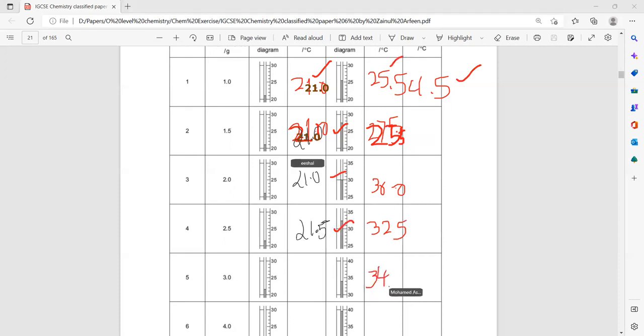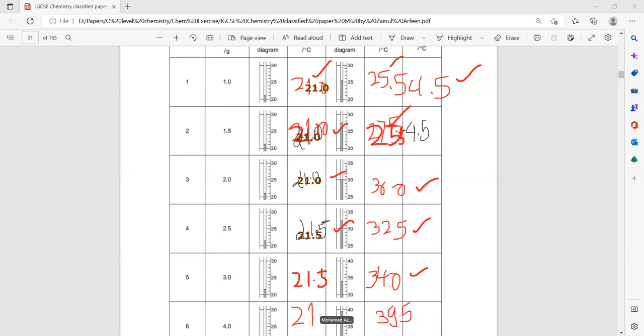21.0, 21.5, 34.0, 32.5, 30.5, I think it's 27.5. Yeah. 4.5 was there. This is not 25, this is 27.5. So 21 and 27.5, so this will be 6.5. Complete the last column for the temperature difference.